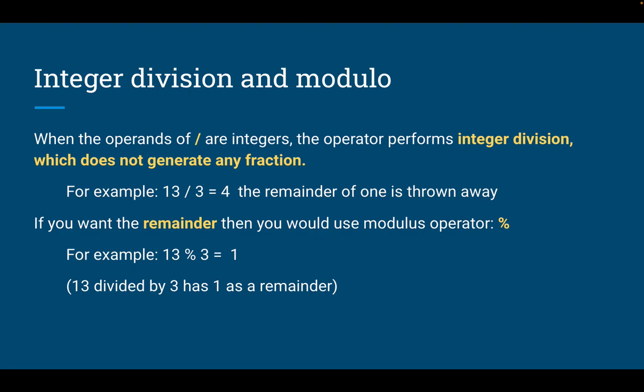So if you want the remainder, you'll use the symbol here that we have: 13 modulus. Don't call it percent, call it modulus. Get in the habit of calling it what it is. 13 modulus 3, that'll give you 1.